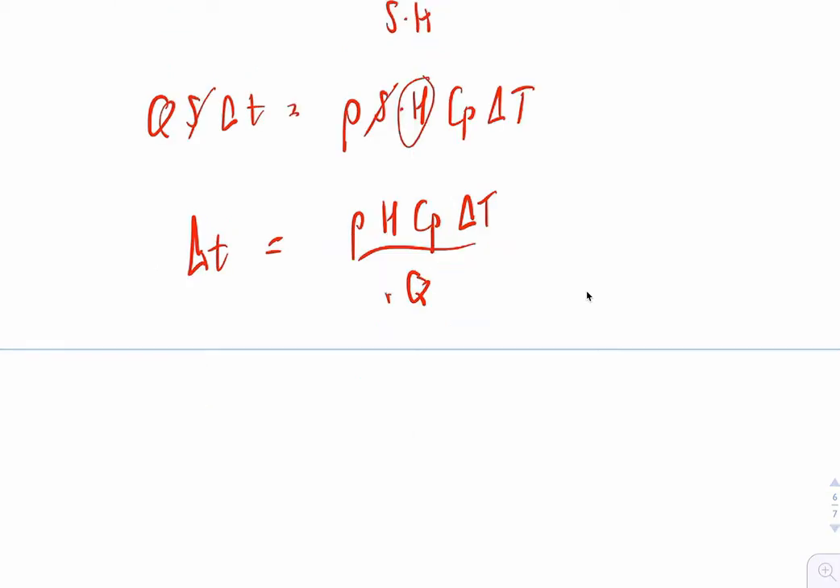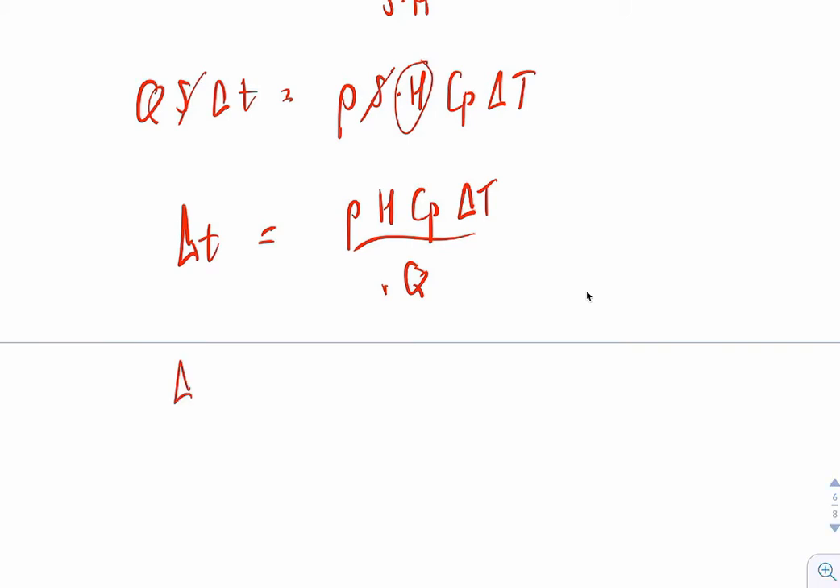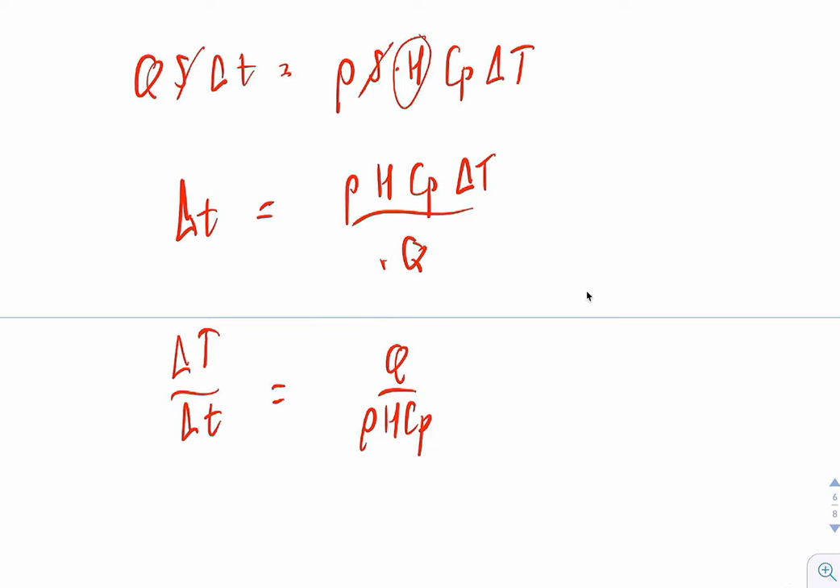I can also think about a rate of change. What's the estimate for the rate of change of temperature? Delta T, big capital T, over change in little t, change in time, is going to be equal to Q over rho H Cp. So we invert this expression, so higher heat flux means faster rate of change in temperature, and these other variables will cause that to decrease.